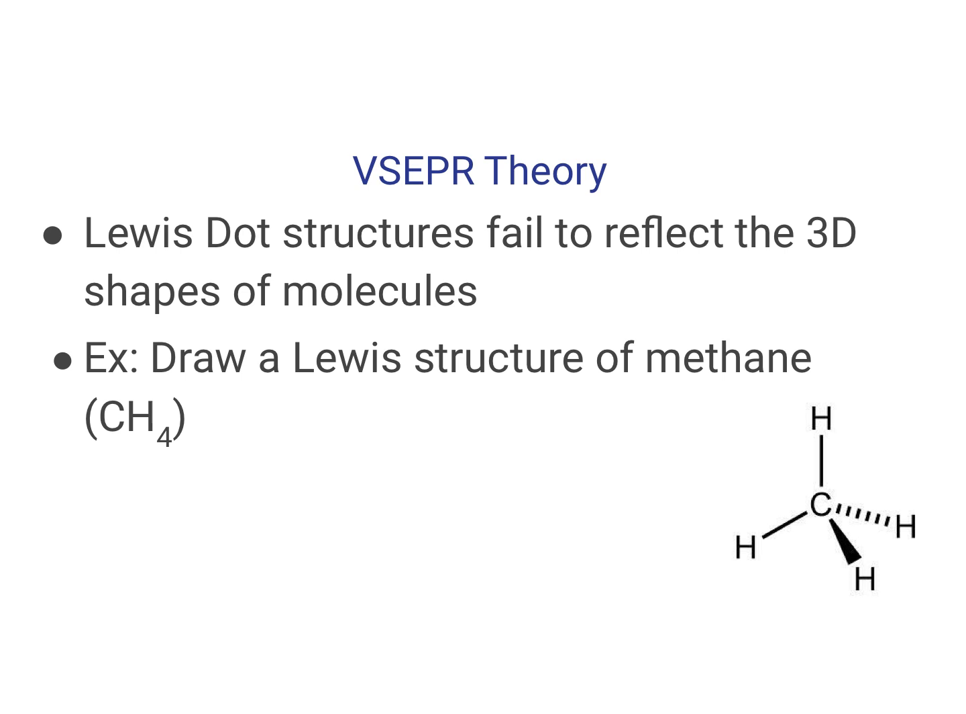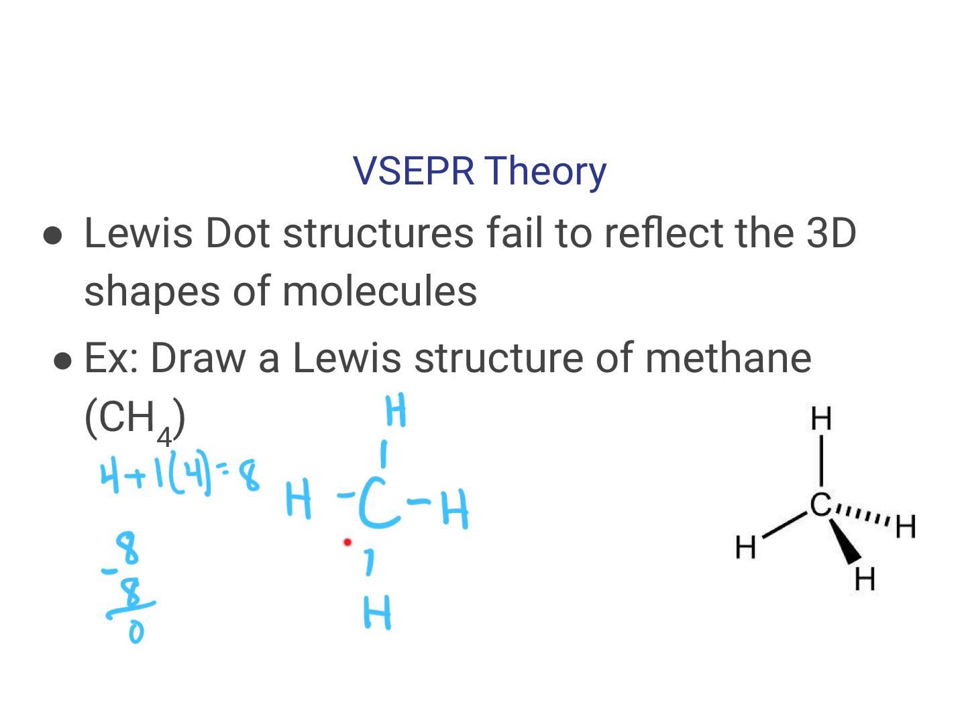So how many valence electrons does carbon have? 4. Okay, 4. How about hydrogen? 1. And how many hydrogens are there? 4. So how many total? 8. All right, so it's CH4. Which atom's going to go in the middle? C. And then we'll put those H's around it. We started with 8. How many electrons did we use in those bonds? 8. 2, 4, 6, 8. Okay, so this is our Lewis structure.